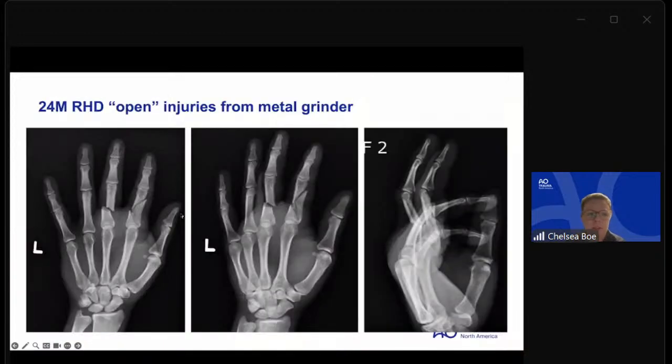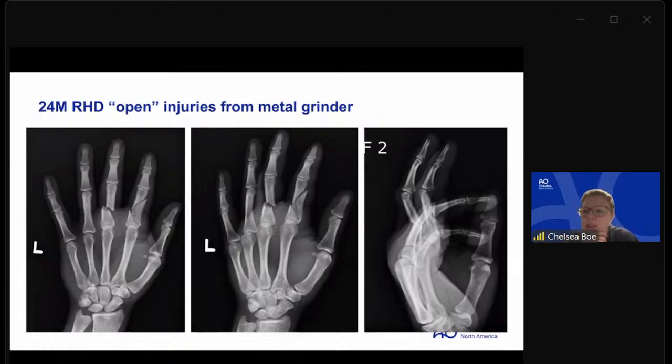All right, so this is a 24-year-old right-handed construction worker, and he had these quote-unquote open injuries from a metal grinder. You can see he's got a middle finger P1 transverse fracture, and a fracture not dissimilar than I think several of the fractures that Dr. Mezera was showing, where it's that long spiral, almost like a butterfly fragment, but it's a spiral with extension, maybe not quite to the articular surface, but you'd have to really scrutinize those radiographs to know for sure if there was a significant articular component.